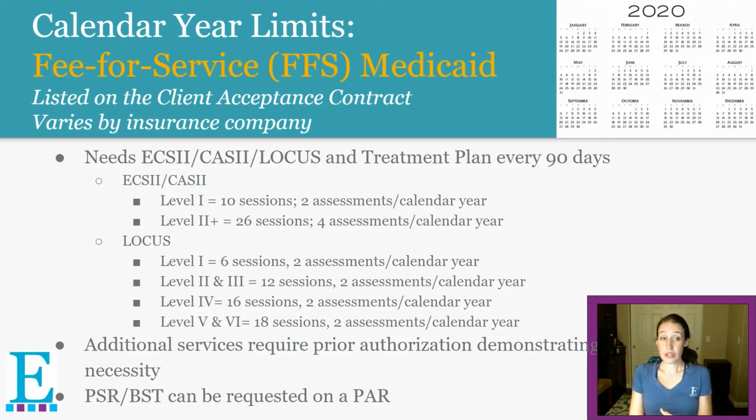For the LOCUS, as you can see, it varies widely, so you have to really keep track, especially for adults, of how many sessions they have used that year. And everybody, no matter what their LOCUS score, gets 2 assessments per calendar year. And a calendar year is just like it sounds, January 1st to December 31st. Additional services might require prior authorization if you want to go above these limits. And PSR and BST will be and must be requested on a prior authorization.